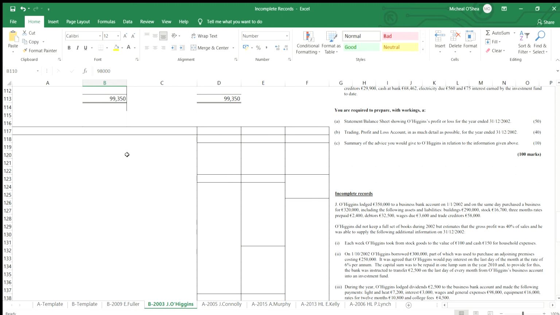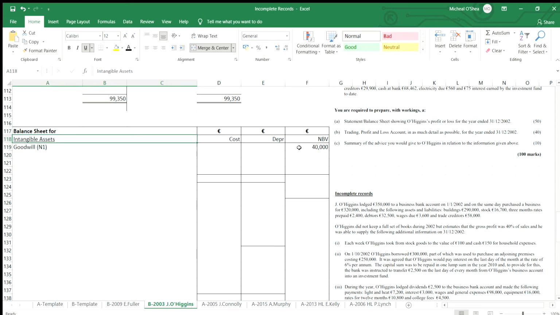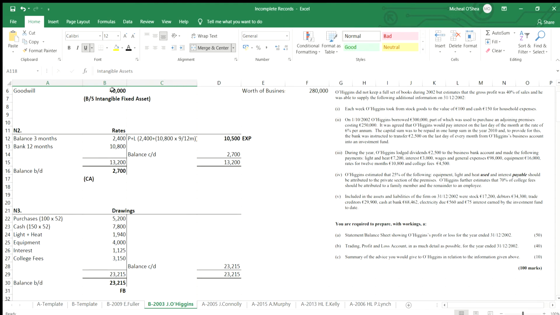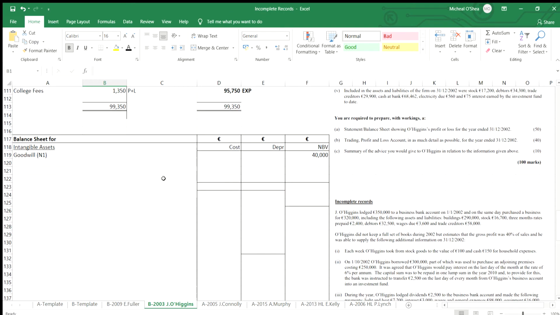For the balance sheet, as normal, we'll start off with intangible fixed assets. So my intangible fixed assets, which I've gotten from goodwill at the top of the question, was 40,000. So we took that goodwill figure up here, and obviously that's my first fixed asset, my intangible fixed asset, and I've put that in.